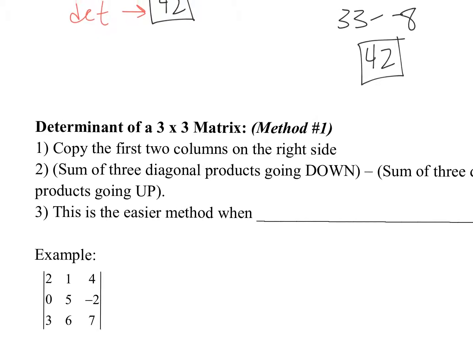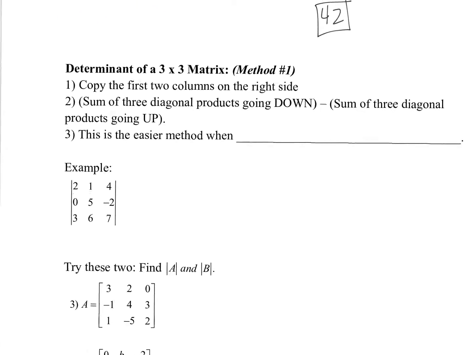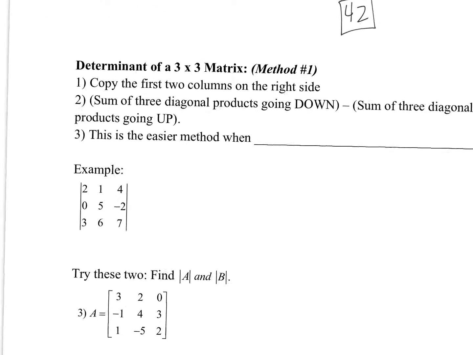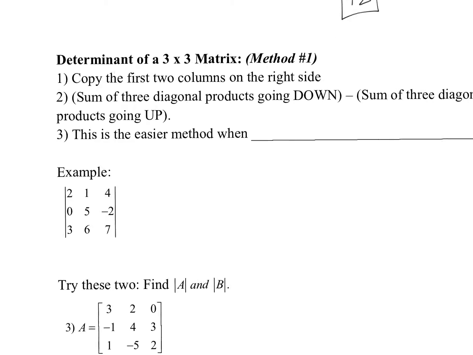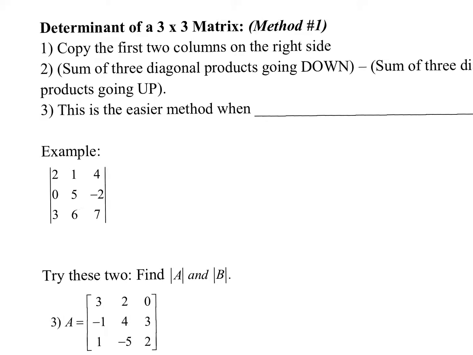Okay, so to find the determinant of a 3 by 3 matrix, there's actually two different ways that you can do it. Yes, you need to know how to do both, and just like the last test, you'll have to show me that you know how to do both ways. The first one is called the diagonal method, which we'll talk about in a second. But then for all the other problems, you can choose whichever one you like the best.